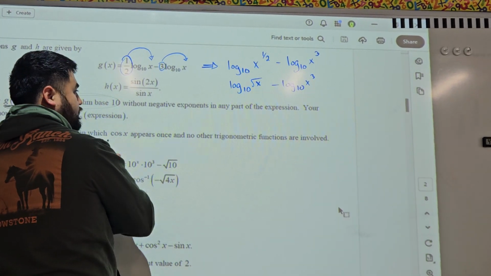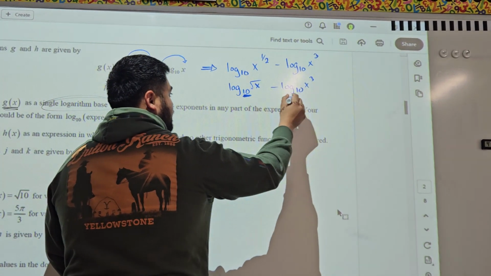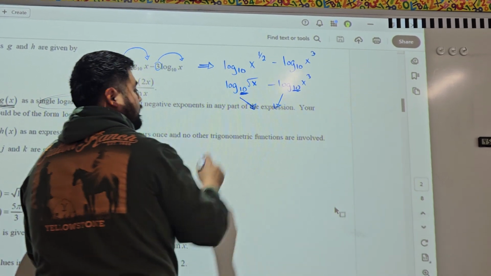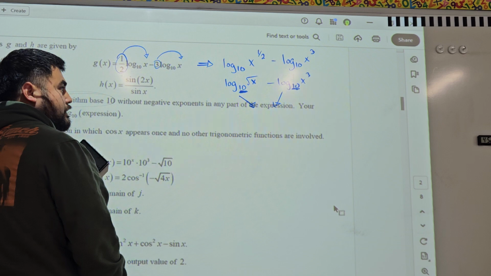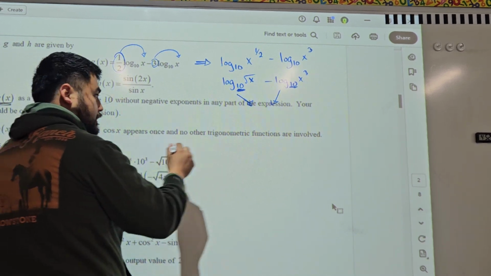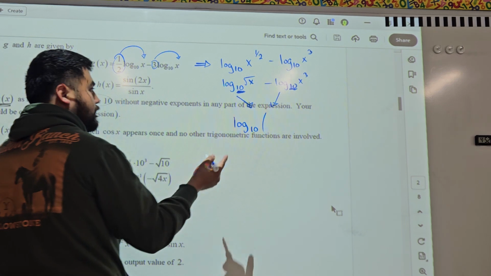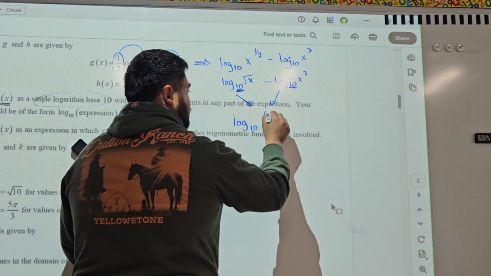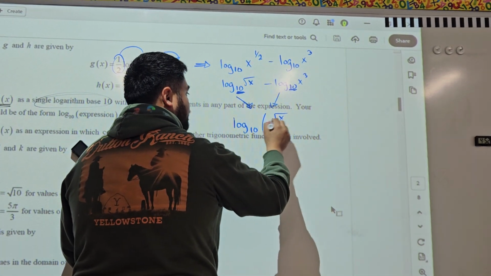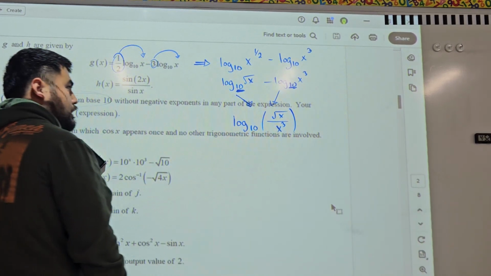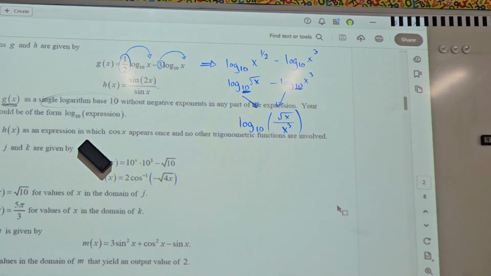So now ask yourself, do I have the same base? I have a 10 here, I have 10 here, I believe so. So now here, we're not adding anymore, we're subtracting, meaning that we're going to use the quotient rule for logs. So division, which one goes first? Well, the one with the square root goes first, goes on top, and then you have x cubed. And that's pretty much it, alright?